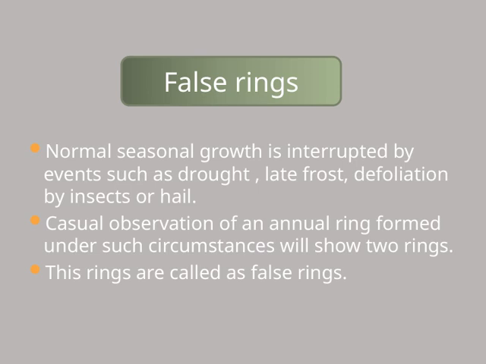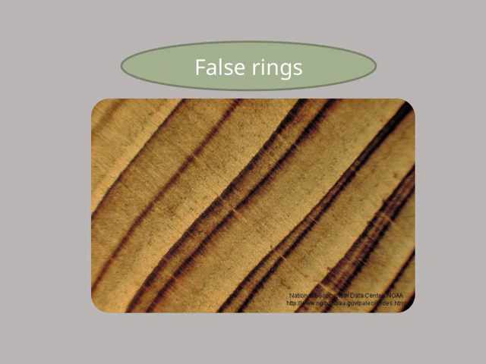False rings are basically rings that appear similar to regular annual rings, but are formed due to these abnormal growth conditions. Recognizing these false rings is important because they can tell us a lot about the environmental stresses the tree experienced during that particular year. They help us understand how trees respond to adverse conditions, which ties into our overall theme of understanding tree growth and environmental impacts. Let's talk about false rings.